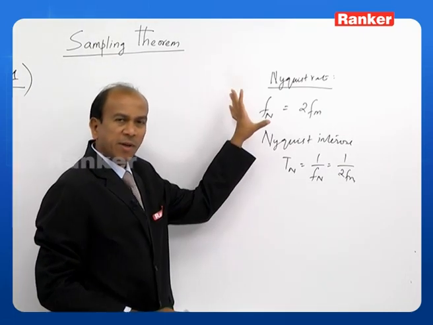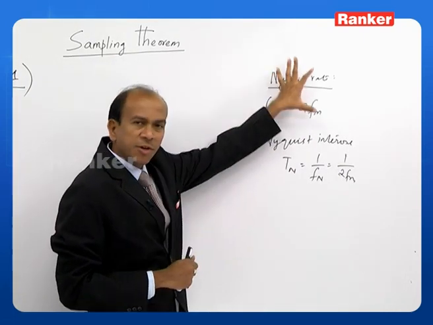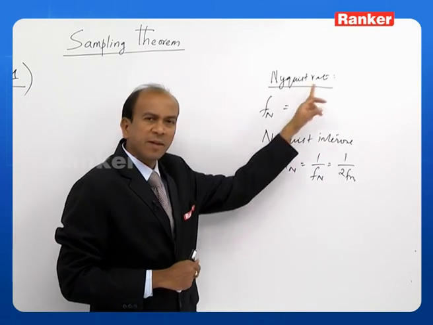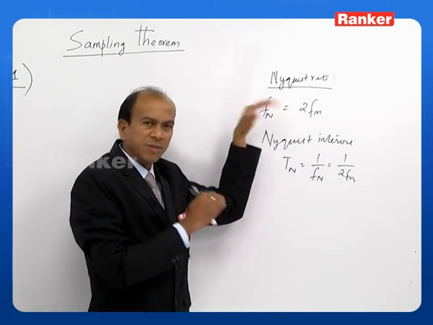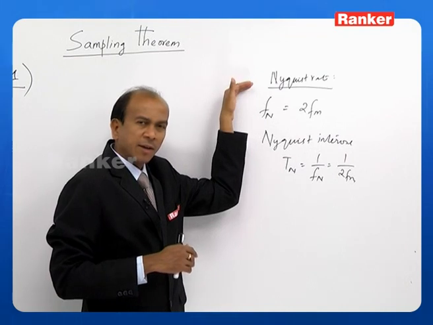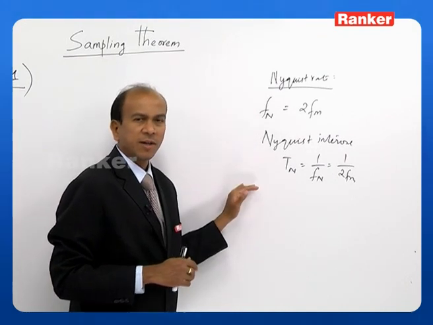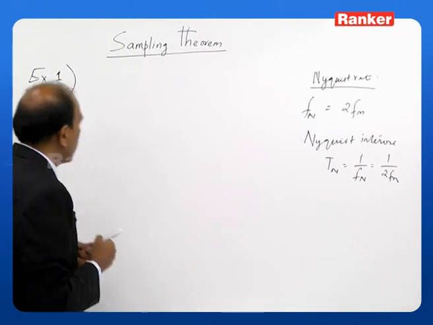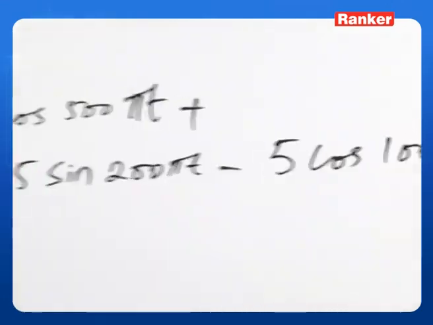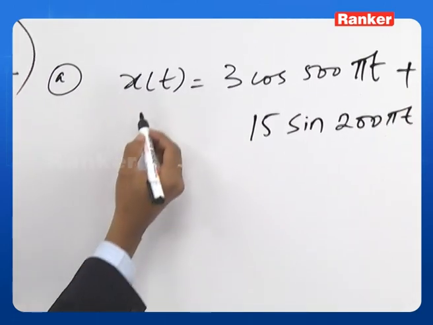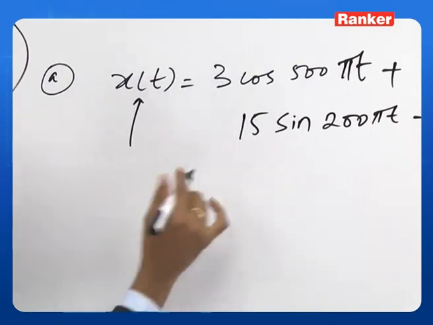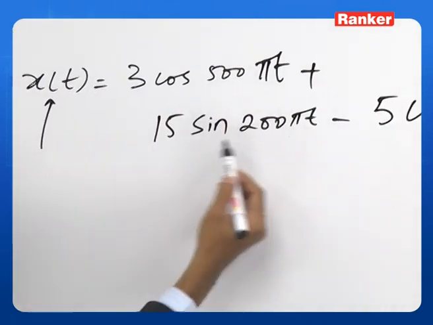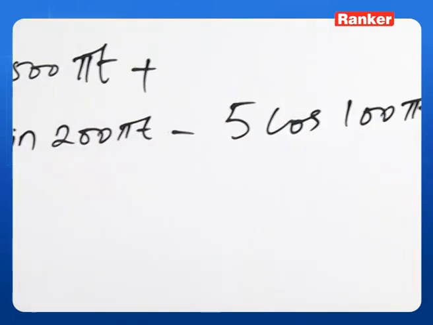If you look at this formula, the main constituent is that we should know the maximum frequency of the given signal. Once you know the maximum frequency of the given signal, you can calculate the Nyquist rate and also the Nyquist interval. Let us start doing the first problem. In part A, there is a signal given which is equal to 3 cos 500 pi t plus 5 sin 200 pi t and 5 cos 100 pi t.